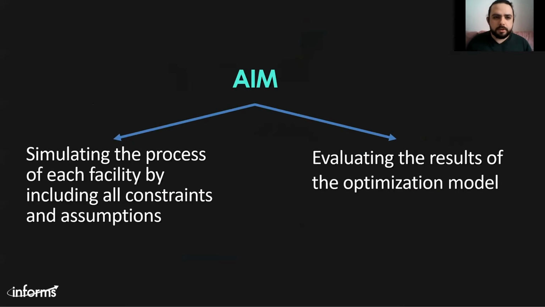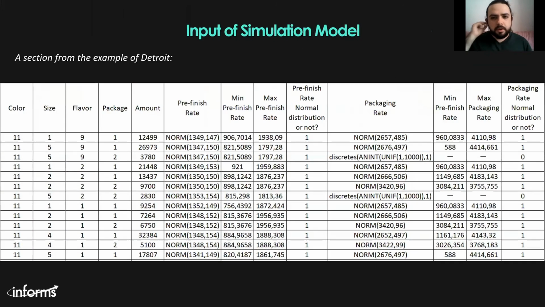First aim of our simulation model is to simulate the process of each facility by including all the constraints, assumptions, and especially using the random processing rates with their fitted distributions respectively. And second aim is to evaluate the results of the optimization model. Here you can see an example of our input to the simulation model. First 5 variables come from our optimization models, and the rest of them come from our analysis on data.